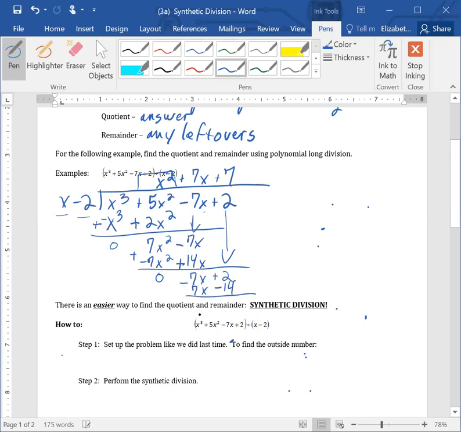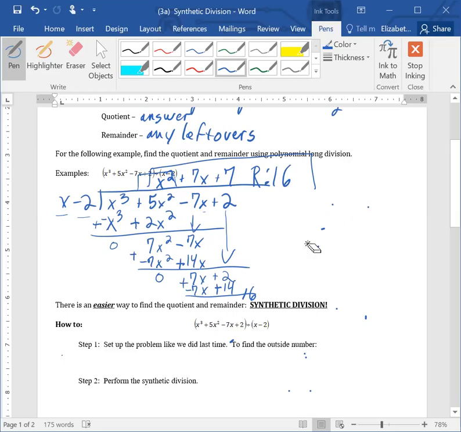We're subtracting. So when we're subtracting, change the subtraction to addition, change the signs of everything else. 7x minus 7x is 0, and 2 plus 14 is 16. I've got nothing else to bring down, so we're just going to say remainder 16. All right, so that is my answer. That is the quotient, the answer of our division problem: x squared plus 7x plus 7.